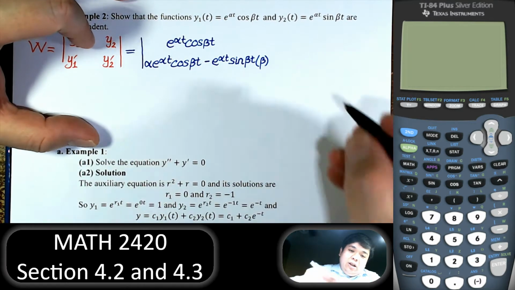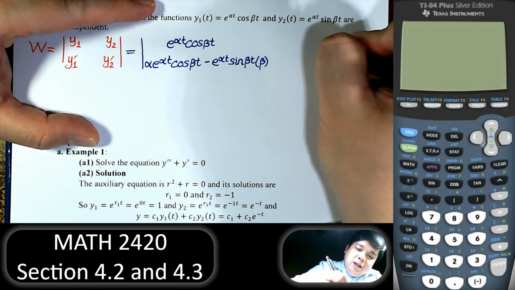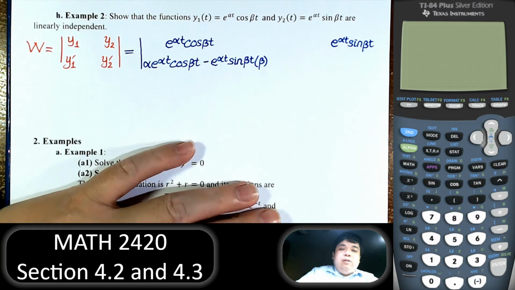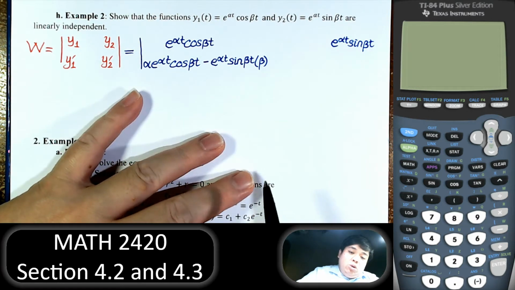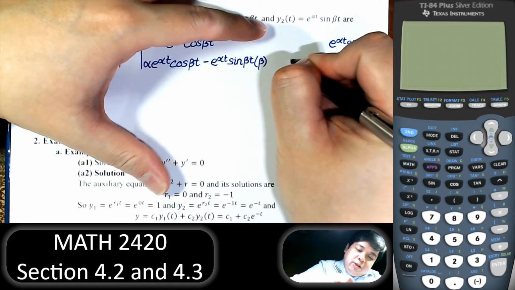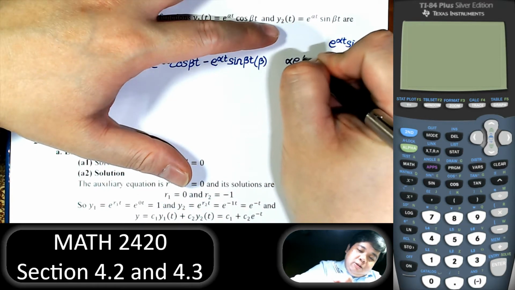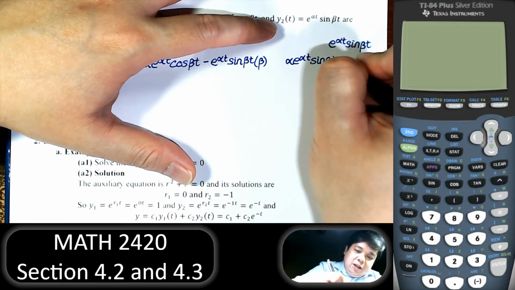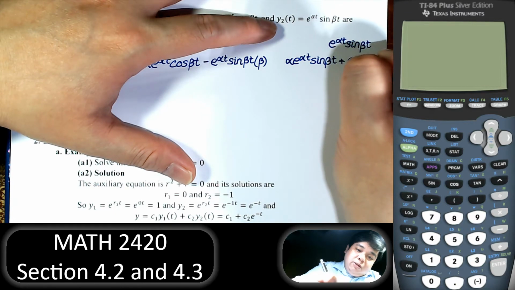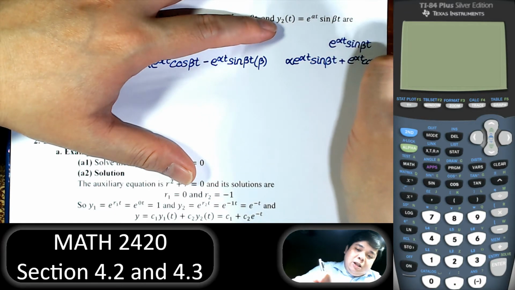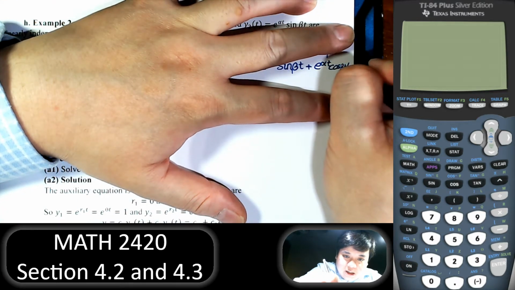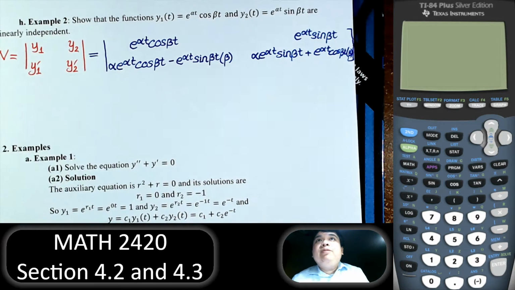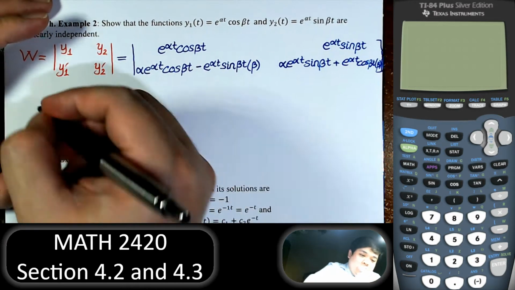Now y2 is e to the alpha t sine beta t. We check the derivative also using the product rule. So this is going to be alpha e to the alpha t sine beta t. The derivative of sine is just cosine, so e to the alpha t cosine beta t, and then times beta. And this, we have to write very small. Right, cross multiply.